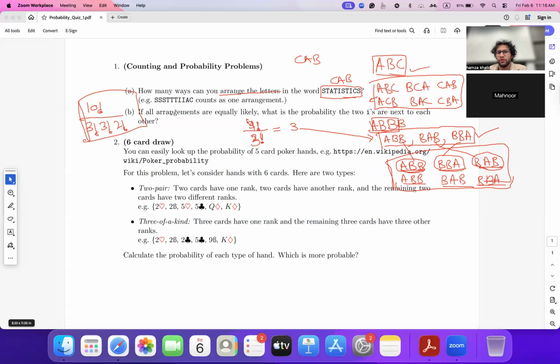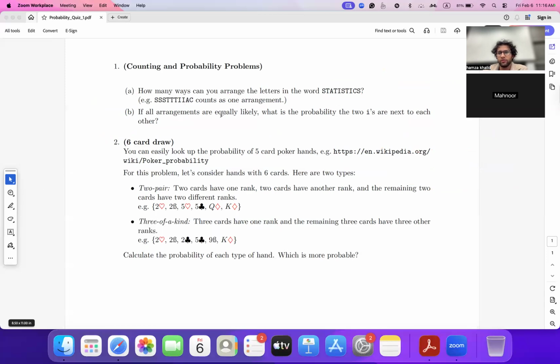So now the other question is, if all arrangements are equally likely, what is the probability that two I's are next to each other? So it's basically asking that, given that you have two I's, what is the probability of you getting two I's together? I want you to spend some time on it.